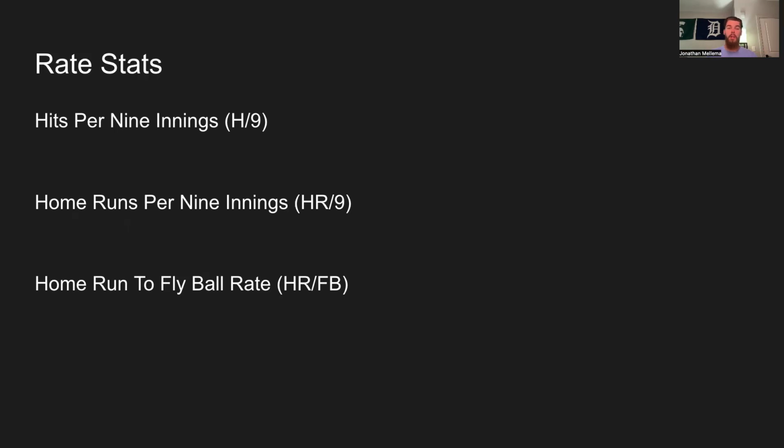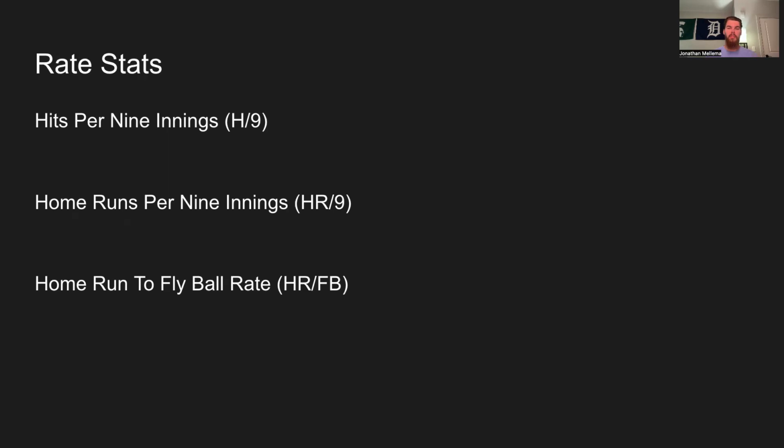Next up, we have home runs per nine. This is very similar to the hits per nine, and it's just the average number of home runs allowed per 9 innings, again based off of the outs that a pitcher gets. And finally, we have home run to fly ball rate, also known as home run to fly ball percentage. And that's the percentage of a pitcher's fly balls that will become home runs.